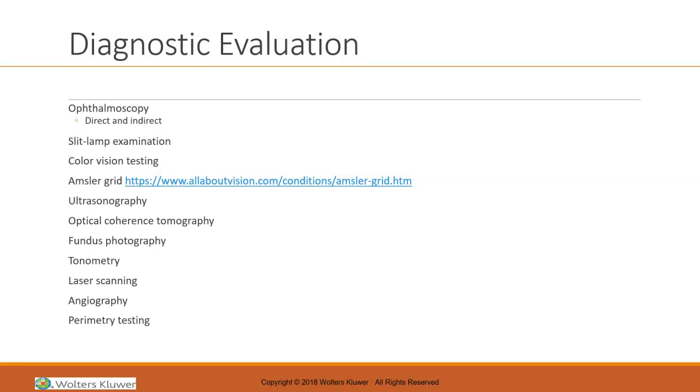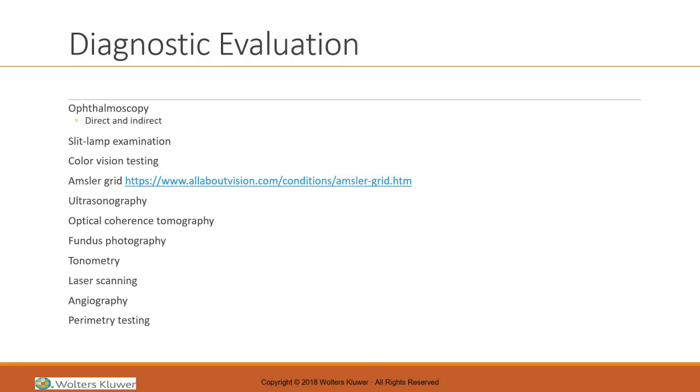Tonometry is a test to measure the pressure inside of the eyes, and that is to screen for glaucoma. It's also used to evaluate how well the glaucoma treatment plans are working, so the effectiveness of those plans. Angiography is an exam by x-ray of the blood vessels in the eyes, important especially for those diabetic patients.